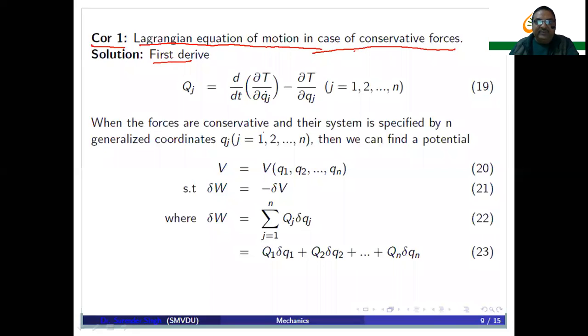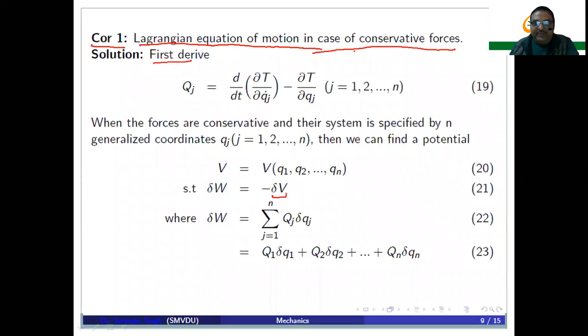When the forces are conservative and the system is specified by n generalized coordinates Qj, j going from 1 to n, then we can find a potential V. You know that potential energy depends on the coordinates only, means on the position only, not on the velocities and time. So V depends on Q1, Q2, Qn. And we have already done this, that delta W, the work done, is derived from the potential. That means delta W is equal to minus delta V.